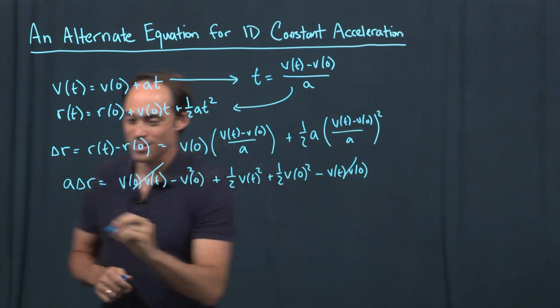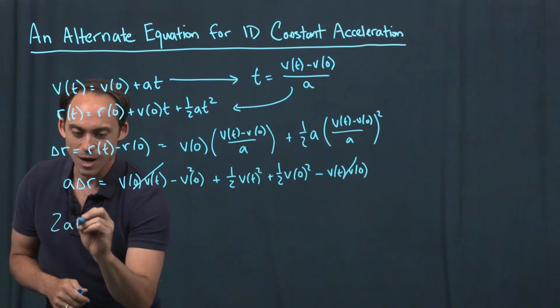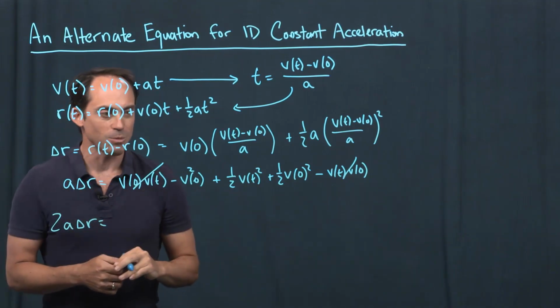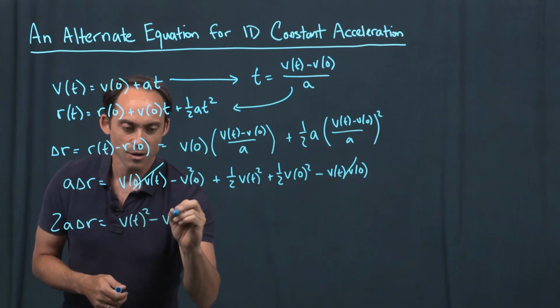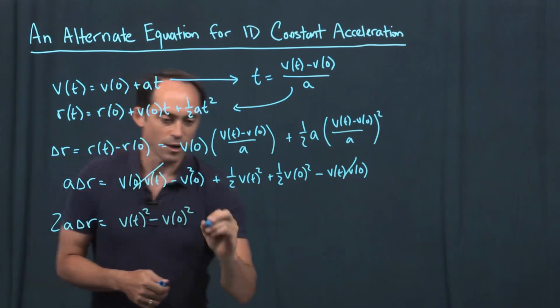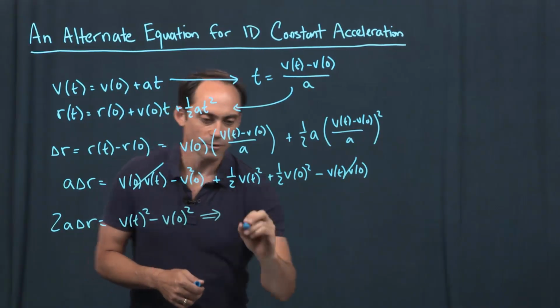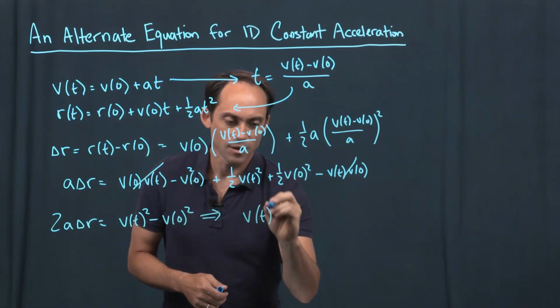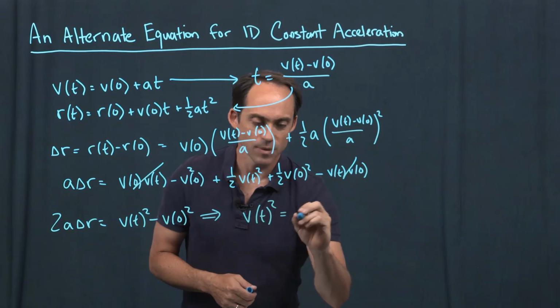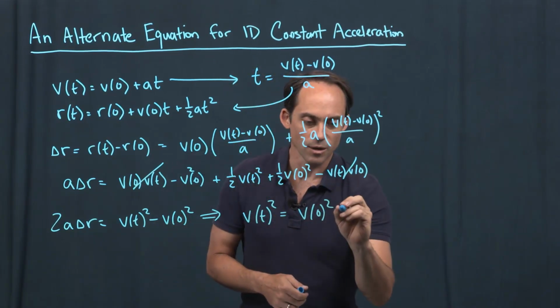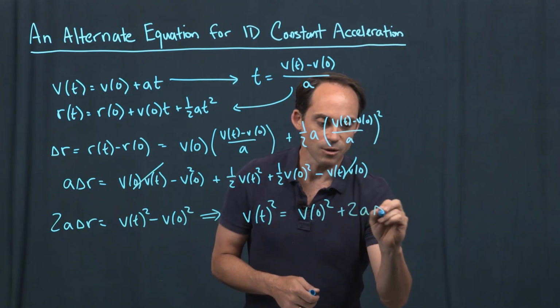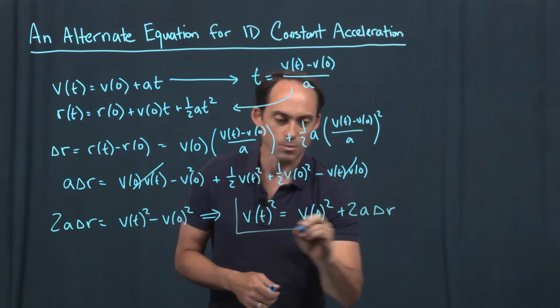So I'm going to combine all this together. Get the 2 out in front, so multiply both sides by 2. We're going to get v of t squared minus v of 0 squared. Or, if we rewrite this, the velocity at some time t squared is equal to our initial velocity squared, plus 2 times the acceleration times the displacement.